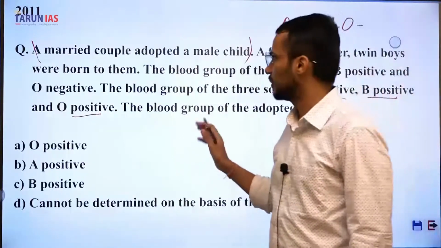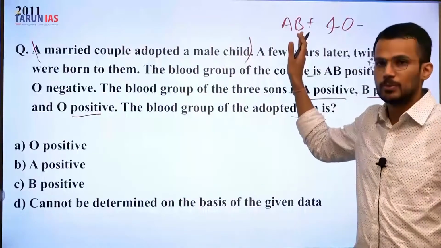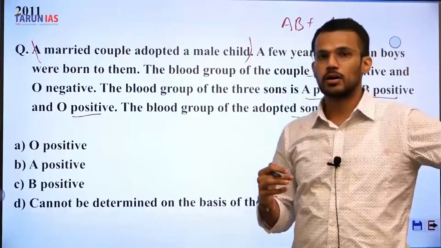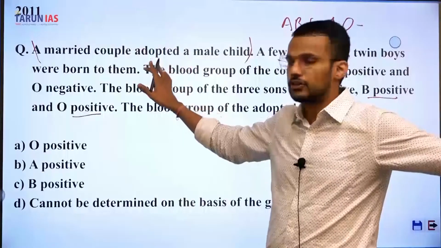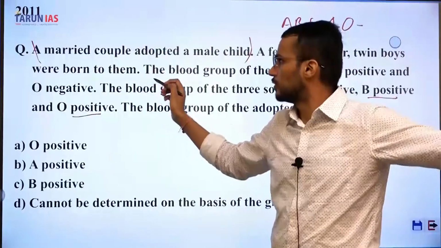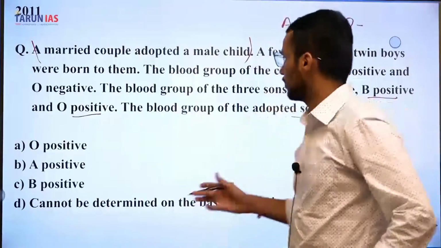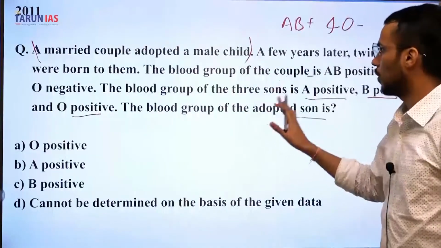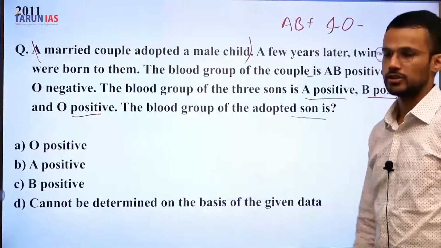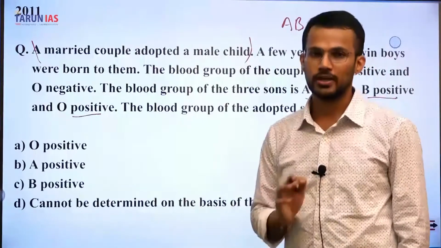So this condition is being given where a couple whose blood group is AB positive and O negative have adopted a male child, and after that they gave birth to twin children, and the blood group of all the three sons is A positive, B positive and O positive. We are supposed to identify the blood group of the adopted child.